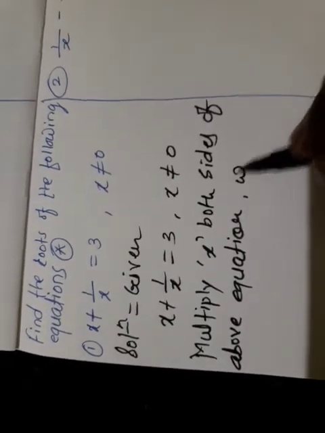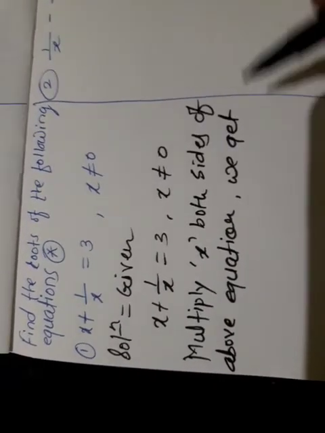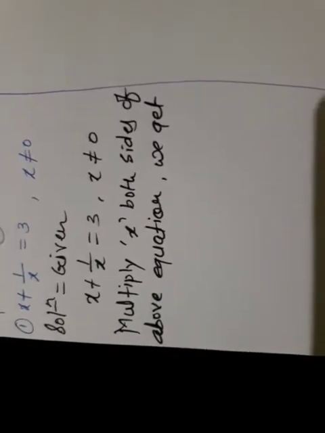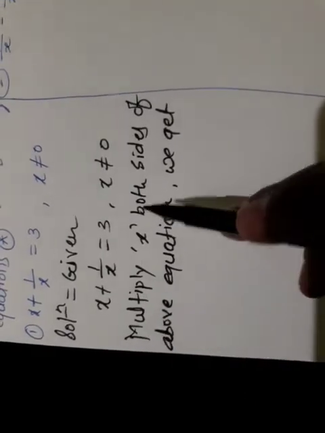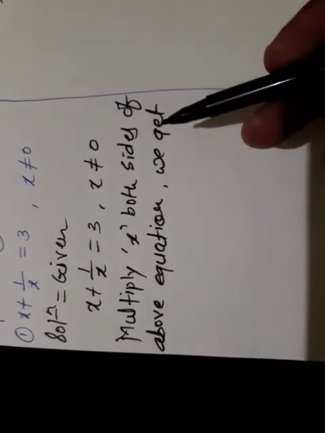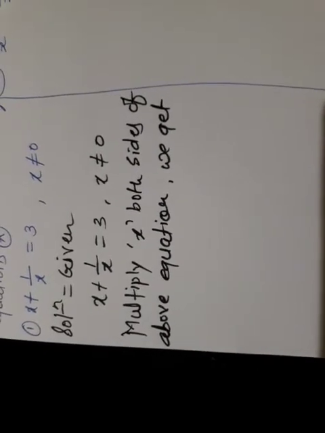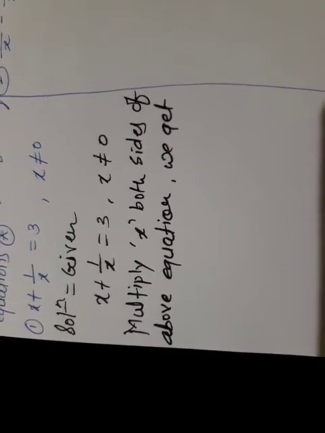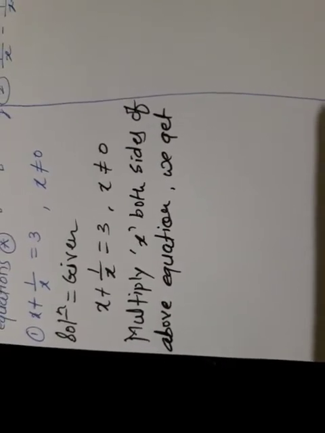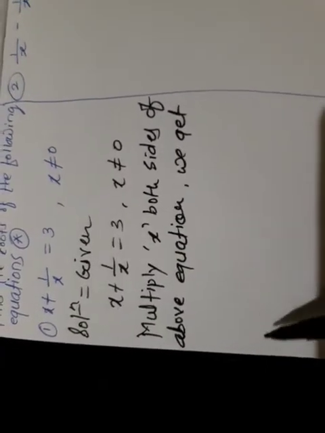We get, like that also we can write. Do you understand what I said? Here you can say multiply x both sides of the above equation. That is also correct. Otherwise you can say multiplying throughout by x we get. Are you getting? That is also correct. Now we will multiply x to both sides of the equation.